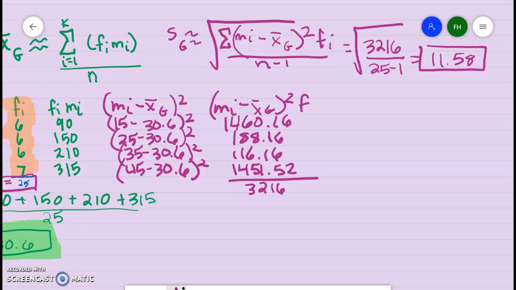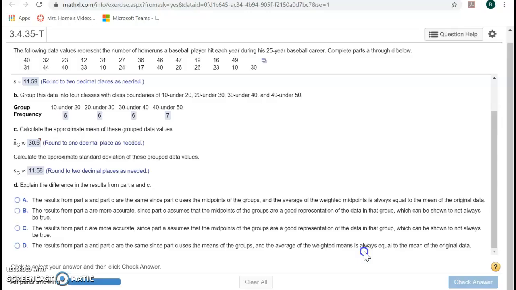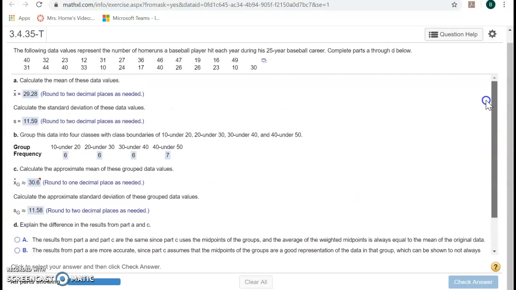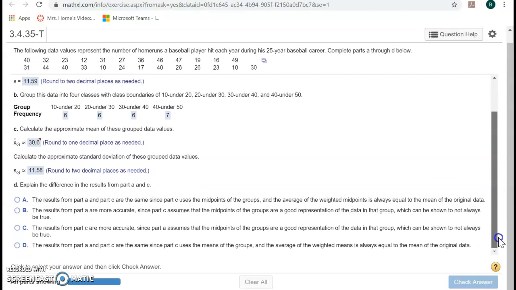Now let's look back at the next question. Explain the difference in results of part A and part C. Well, part A is where we actually calculated the mean and we didn't group it. So this is more accurate than your grouped. Those little squiggly lines mean it's an approximation. So the results from part A are more accurate.